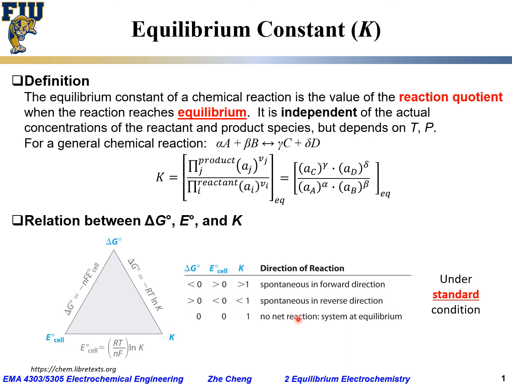There will be no net reaction. It would be the same as if the standard cell potential is 0. No electrical work can be done. The system is also at equilibrium. And the implication for K under that condition is that K would be equal to 1, as you can see here. Okay?